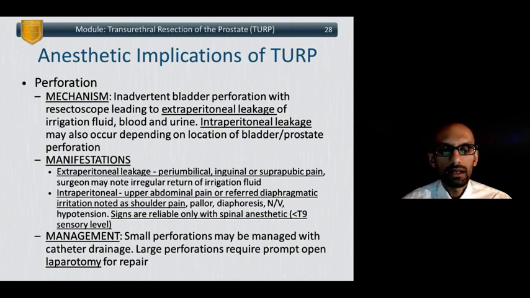Intraperitoneal extravasation of fluid would result in upper abdominal pain or referred diaphragmatic irritation, which results in shoulder pain. The patient may become hypotensive. The signs are only reliable if you happen to be doing a spinal anesthetic if you're under T9 sensory level. Otherwise, you won't really be able to tell. Small perforations can be managed with catheter drainage, but large perforations ultimately require an open procedure for repair.